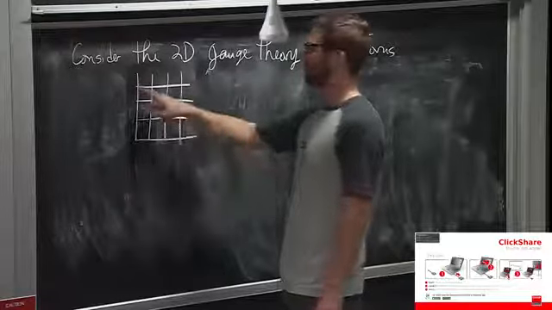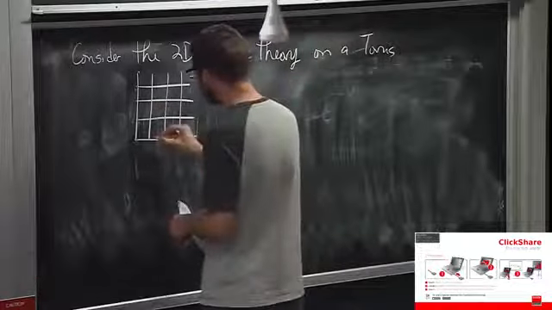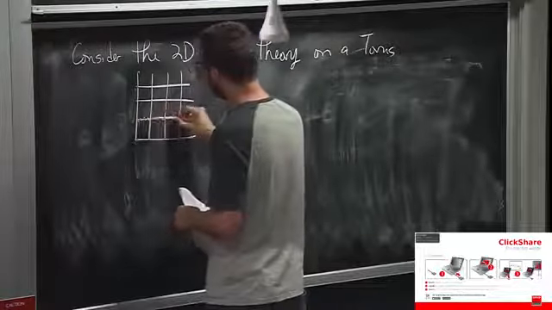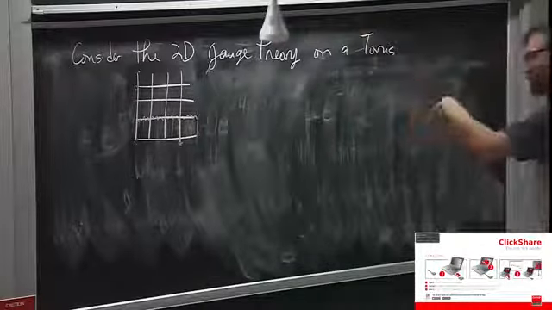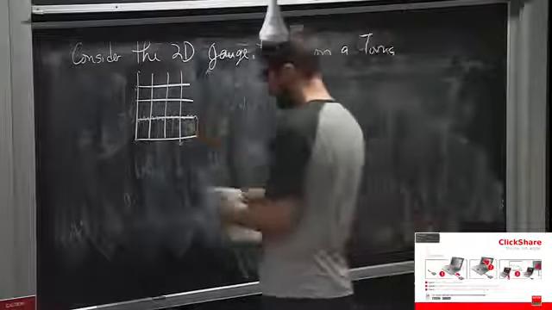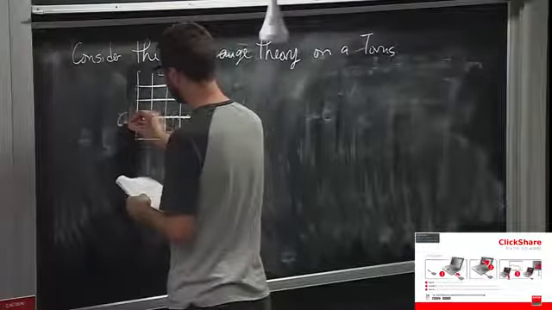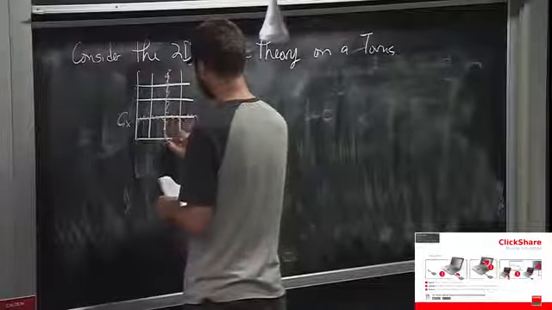This one connected to this one. This one connected to this one. So that's a torus. I can define Wilson loops in the usual way, except instead of being closed in a simply connected way, they have this non-trivial topology. So they could be a contour around the x direction, or I could have a contour around the y direction.